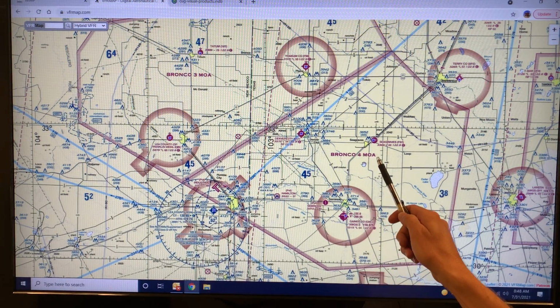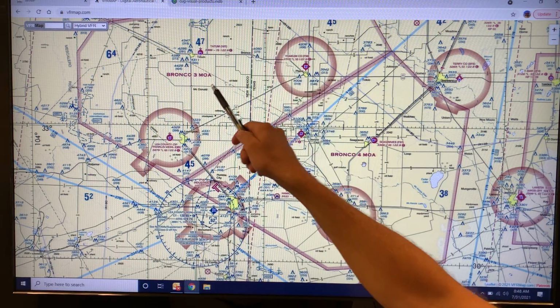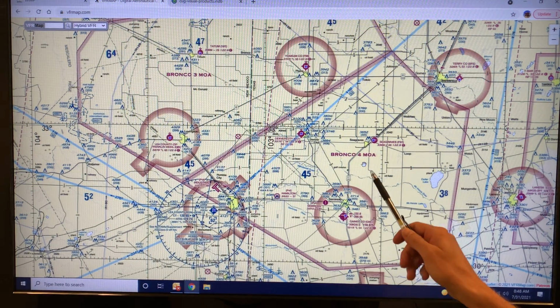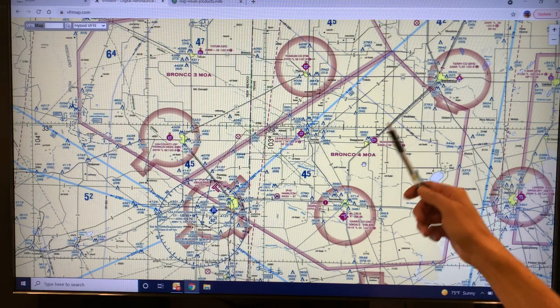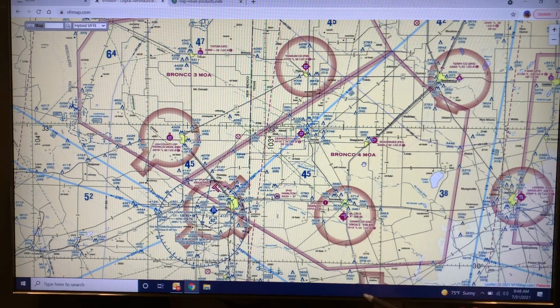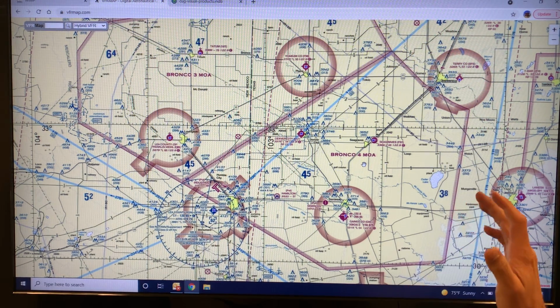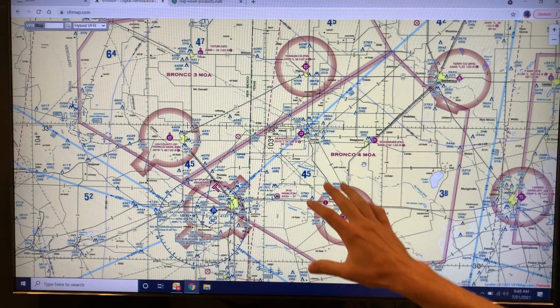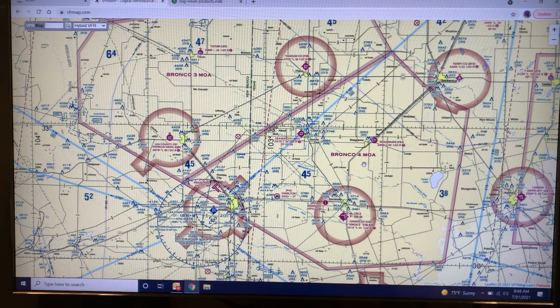Okay, this is Bronco 4 MOA. This section here is Bronco 3 MOA. So it's a military operation area. It tells you that there is military aircraft operation in this area. Okay, so it's not restricted. It just means you need to use caution flying in this area. You need to be looking out for military operations. Why are you looking out for military? Well, mainly because they're real fast. Not because they're going to shoot you down with missiles, but because they're typically really fast airplanes.